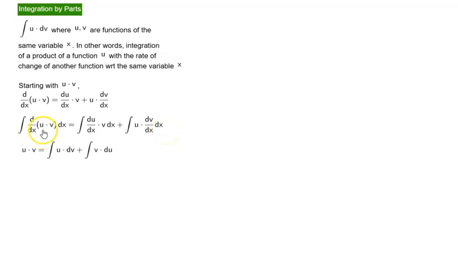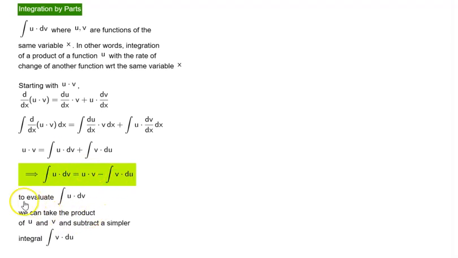In the differential form, it becomes u times v, because integration and derivation cancel out, is equal to the integral of u times dv plus the integral of v times du. So we rearrange the terms so that we get the integral of u times dv is equal to u times v minus the integral of v times du. So we use this formula.